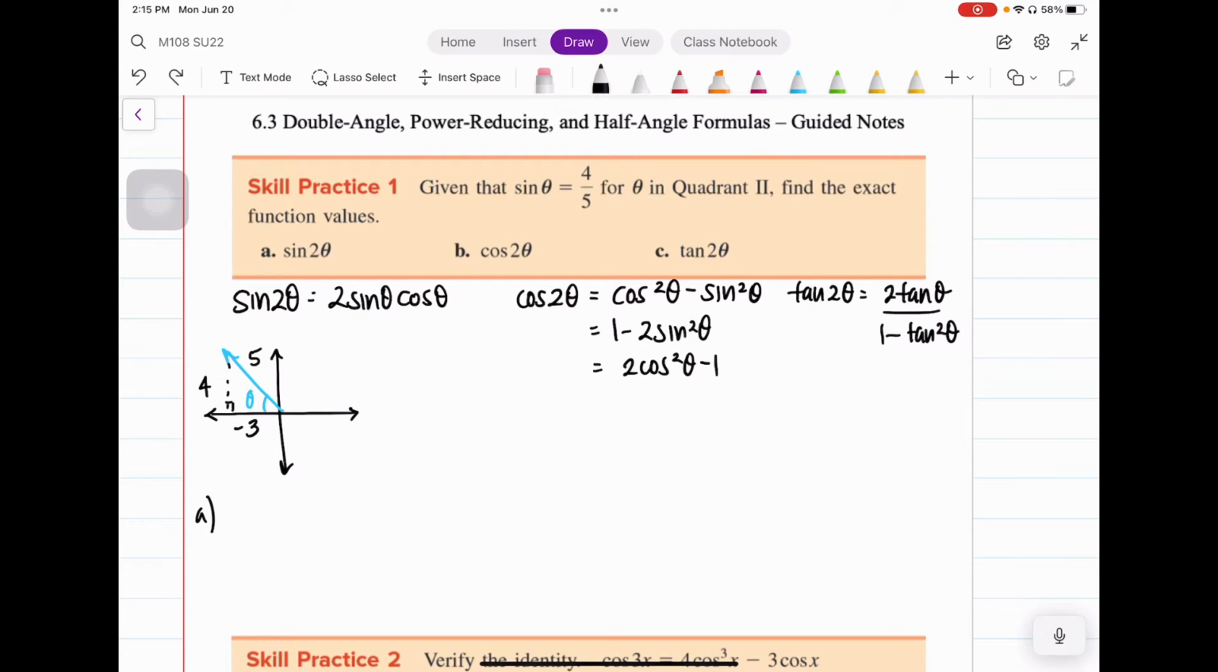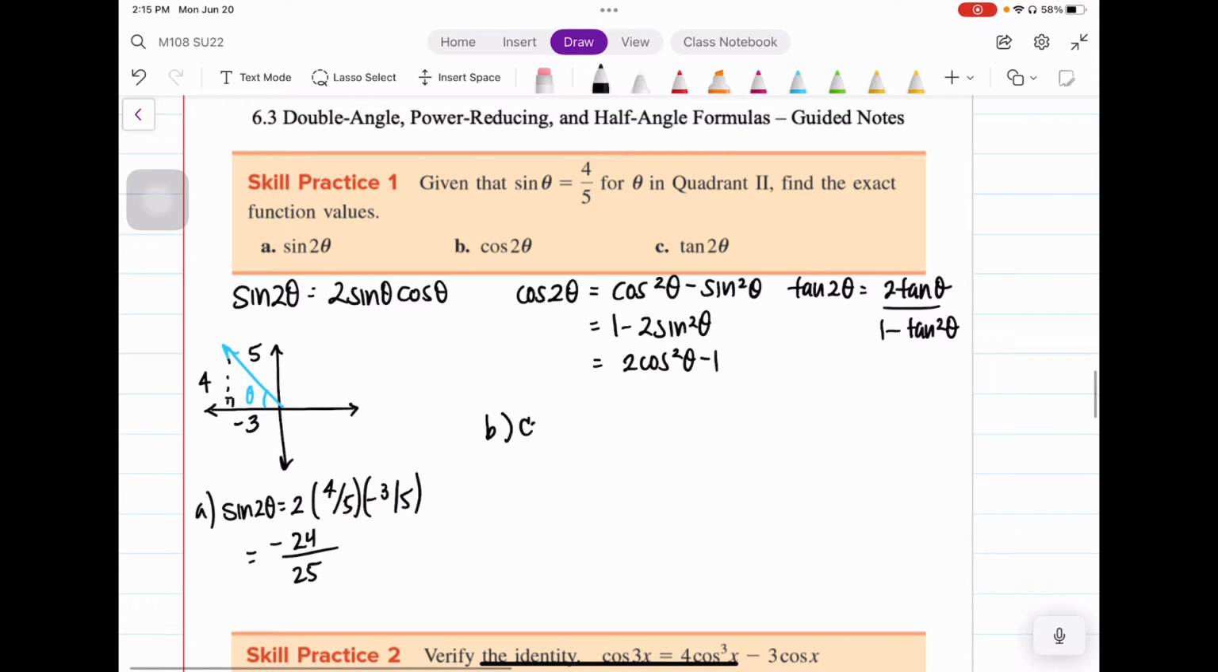For part A, sine of 2 theta is equal to 2 times the sine of theta times the cosine of theta, which is equal to negative 2 times 4 is 8 times 3 is 24 over 5 times 5, which is 25.